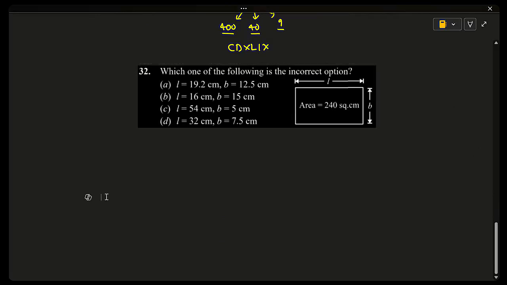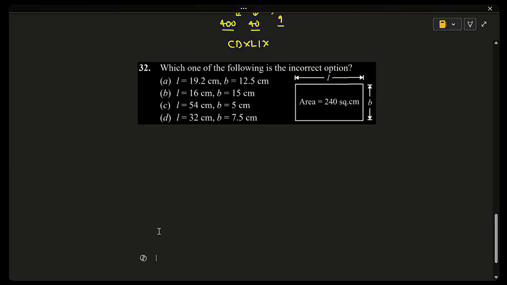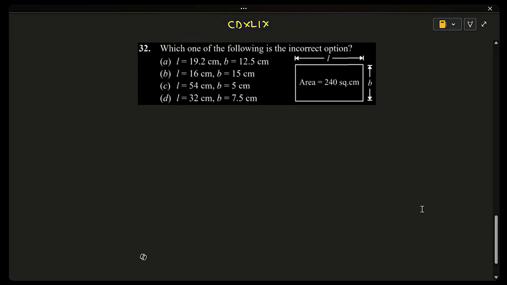Second question. Which one of the following is the incorrect option? So area we want 240, and we know the area of the rectangle formula, length into breadth. So length into breadth, which of them is not equal to 240? That will be the answer. So we'll go option by option. So 19.2 into 12.5. Are you getting 240 or not?